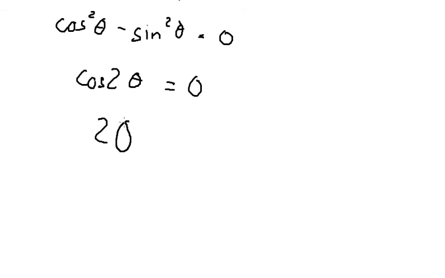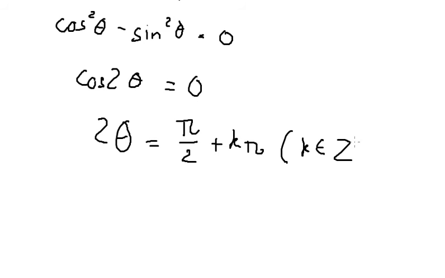So 2 theta equals to pi over 2 plus k pi, because this is about number 0, so we just have only k pi in here. And k should belong to Z. Z is about integers. And now we divide both sides by number 2.